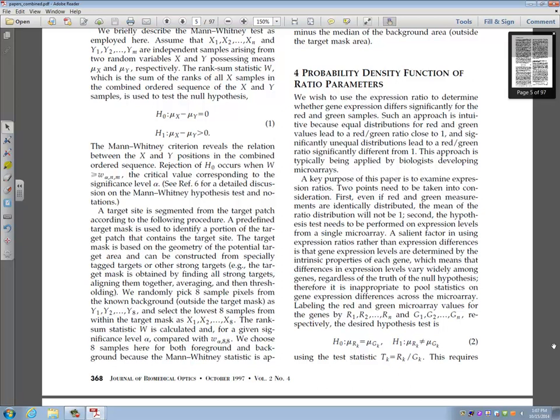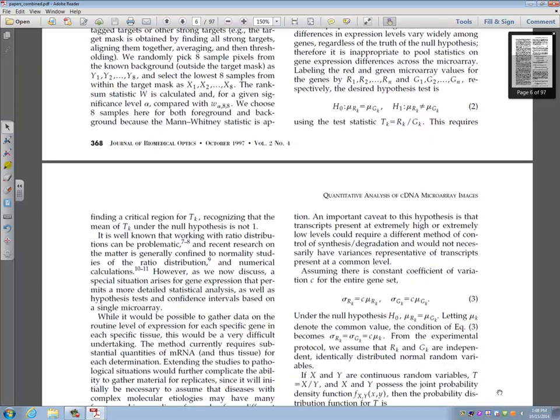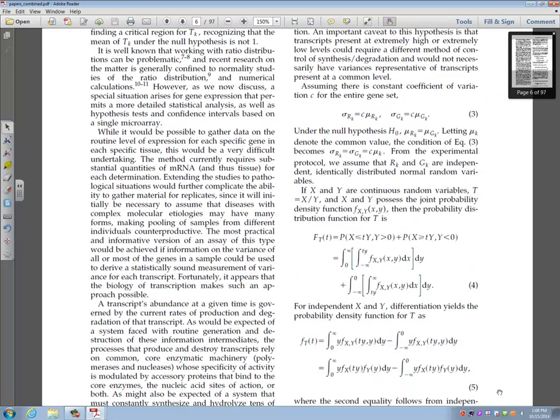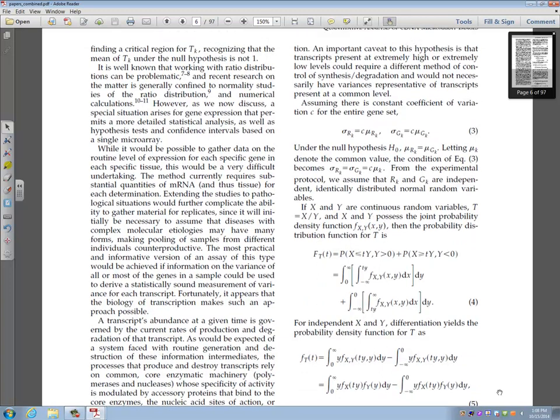So if you're going to do hypothesis testing using this ratio, that means you have to calculate the probability density function of the ratio of the two random variables. This requires finding a critical region for TK, recognizing that the mean of TK under the null hypothesis is not 1.